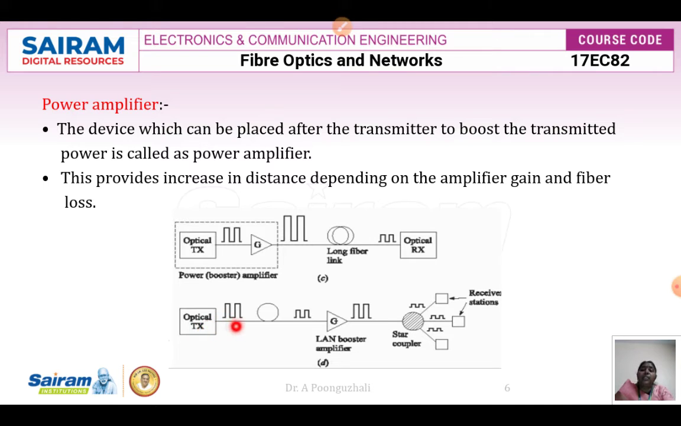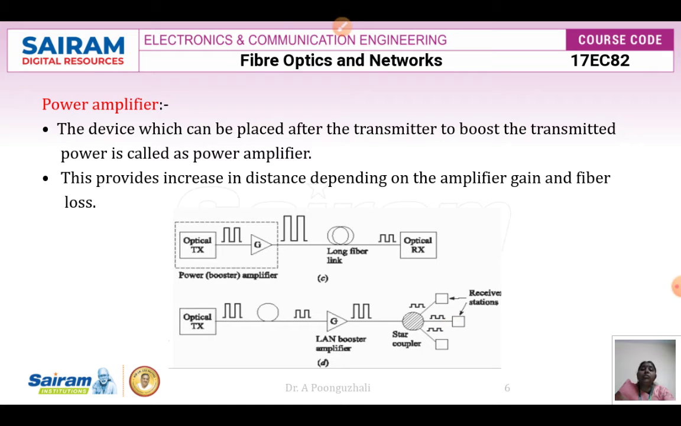The optical transmitter output is transmitted along the fiber length. When it is transmitted beyond a particular length, the amplitude of the signal will decrease, and if the amplitude decreases, then at one stage the signal will degrade. To avoid this, we use a booster amplifier, which amplifies the signal level and gives it to a star coupler, where the star coupler sends it to the corresponding receiver stations.